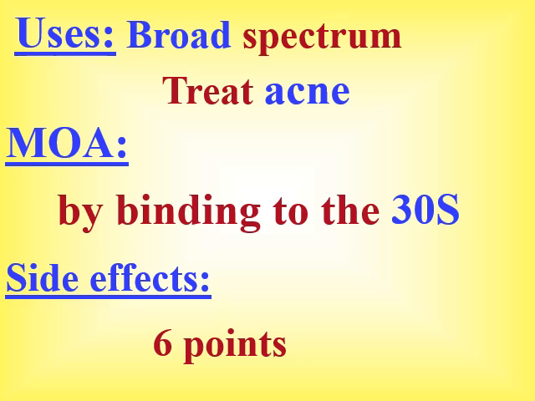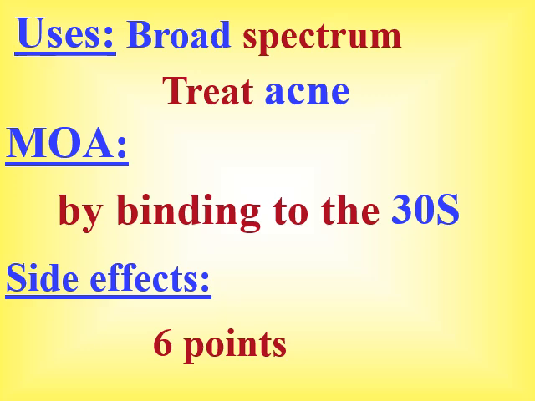What are the uses of tetracyclines? Tetracyclines are broad spectrum, so they are active against gram-positive and gram-negative, but they are bacteriostatic, and as we said before, bacteriostatic inhibit the growth but do not kill the microorganism. They are specific to treat the acne by suppressing both the skin bacteria and their lipases, which promote the inflammatory changes, so they treat the acne.